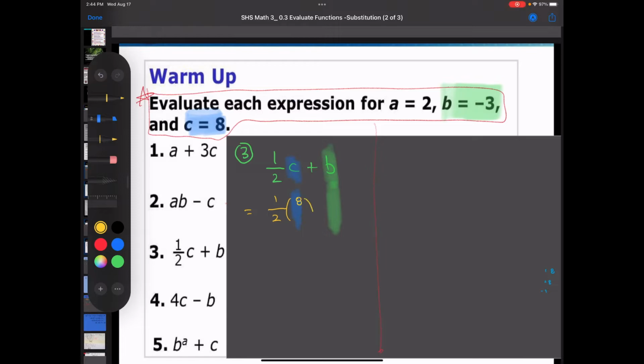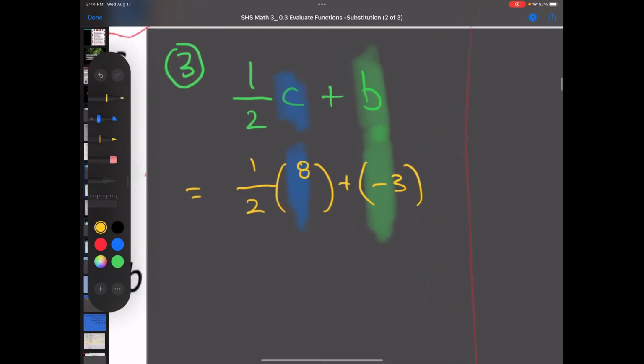8. And every b value is negative 3. Did you notice that I put the replacement or substitution in parentheses? Everyone say it. You're going to get some problems wrong because you don't want to use parentheses. Now, do you guys know why I put the 8 a little bit funny?